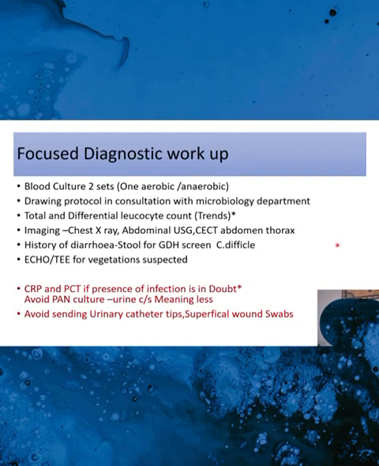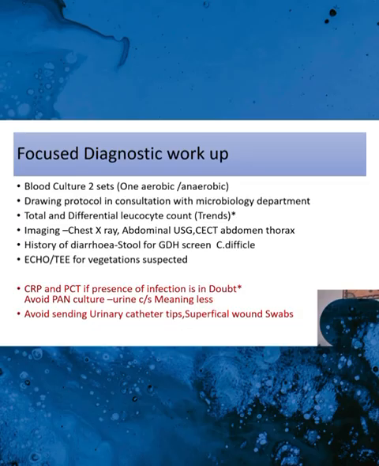So what should be the focused diagnostic workup? Two sets of blood cultures, as per the consultation with your microbiology department. Always do the total and differential leukocyte count. The trends will give an idea about where our patient is, whether landing in sepsis. Now, as far as other investigations are concerned, imaging studies have to be done based on focused clinical examination. Obtaining a chest X-ray, obtaining an ultrasound will depend upon whether the patient has symptoms of abdominal pain, CECT abdomen or thorax if the source is supposed to be an occult source.